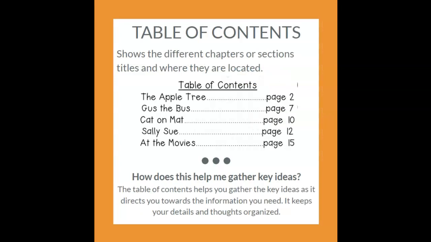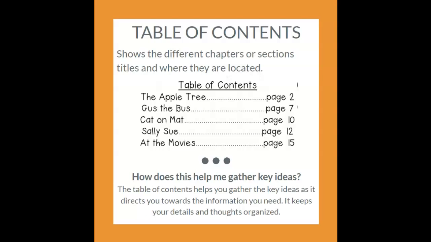Table of contents. You will see a table of contents in at least one of the stories for this week, and it shows the different chapters or section titles and where they're located. Often you have a table of contents if the writing piece is split up into different sections or if it has different chapters. It tells you what page they are located on. So how does this help me gather key ideas?